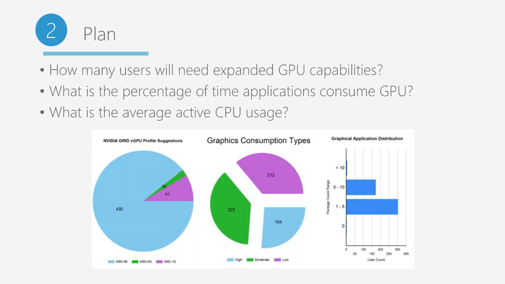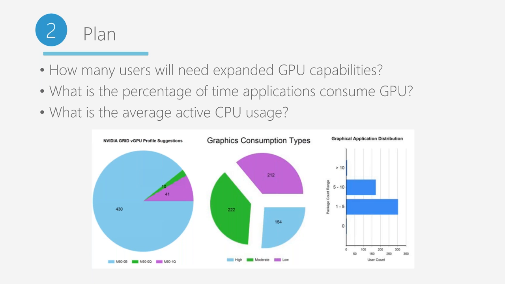So the screenshot you see there is some of the information that you can get from that initial assessment. So that way you can plan, for instance, for expanded GPU capabilities like discrete GPUs. And most importantly, in this plan stage, you can make sure you're investing in the expanded functionalities you need without having to over or underestimate the number of users that might need those, right? In this case, discrete GPUs.